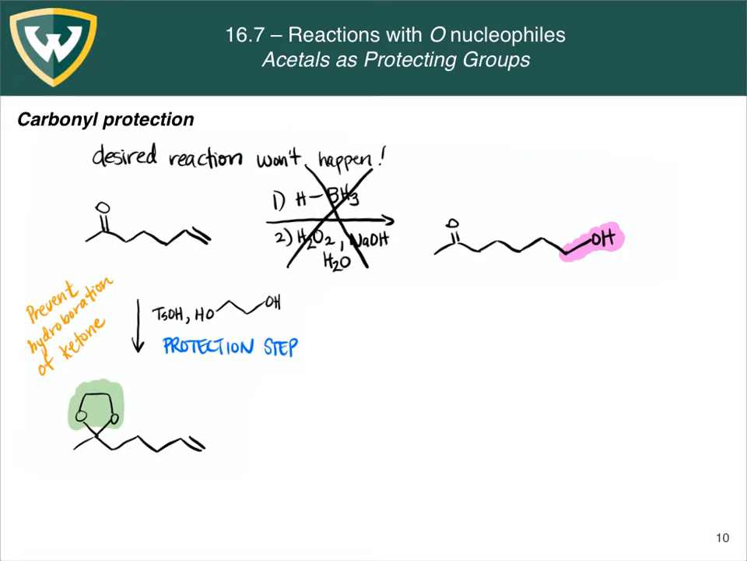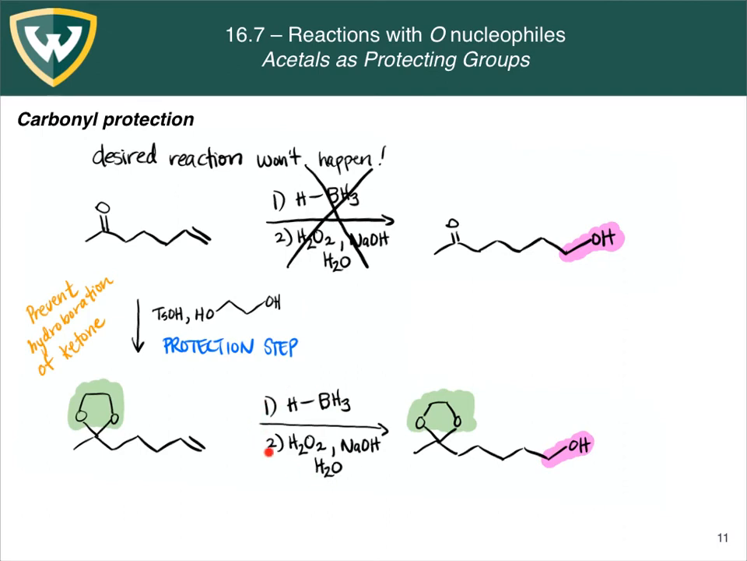So in the protection step, we're going to react our ketone with a diol, or you could use methanol and form a dimethyl acetal. In this case, we're going to make a cyclic acetal, and we're going to do that using 1,2-ethanediol here, which is also called ethylene glycol. So the acetal is not going to react with hydroboration conditions.